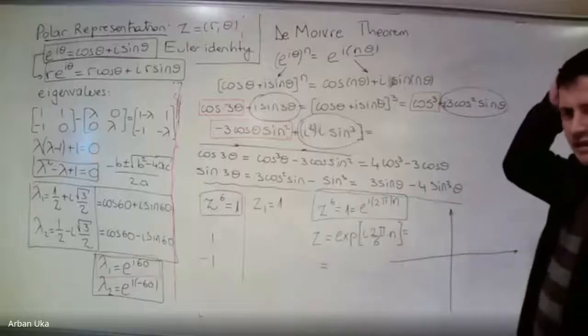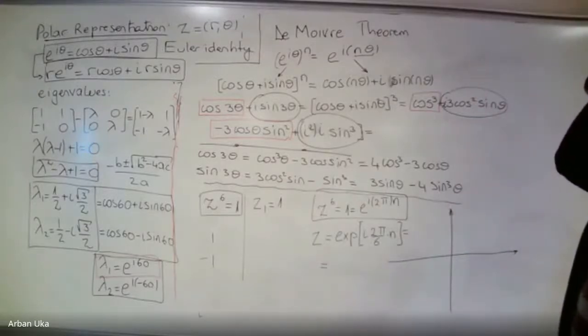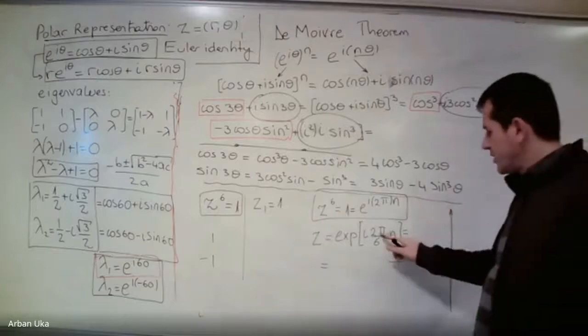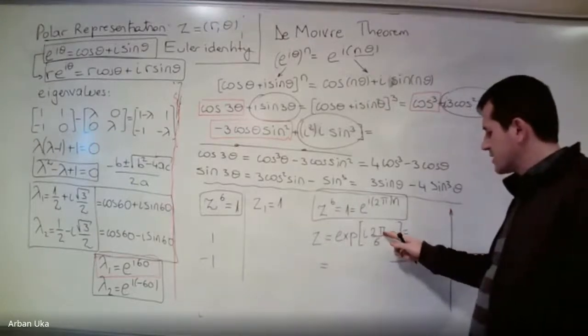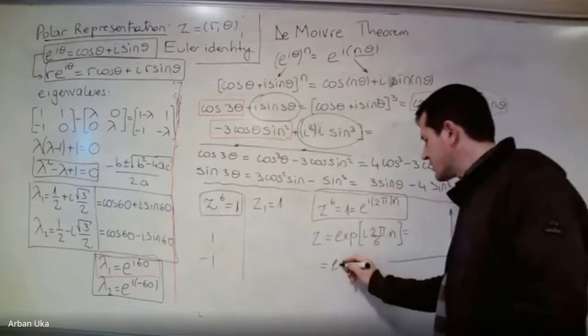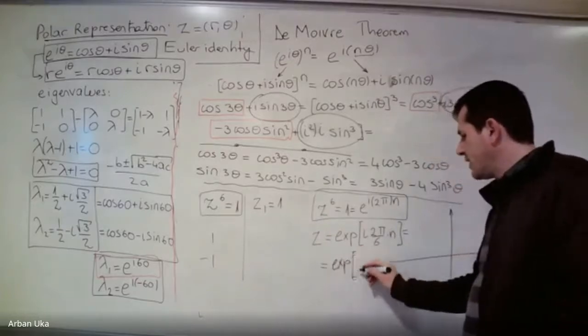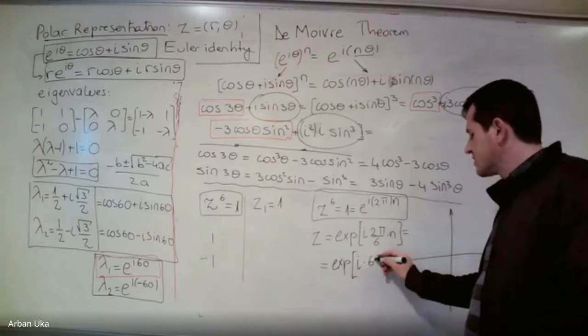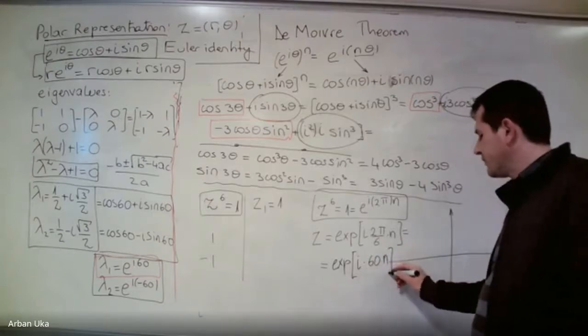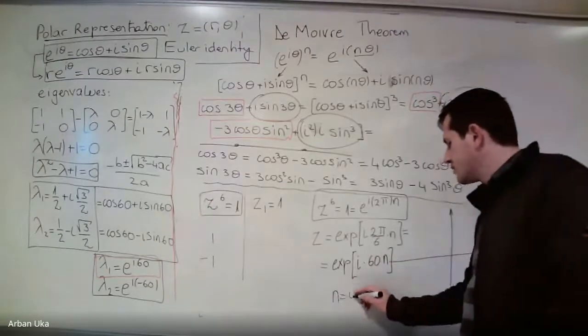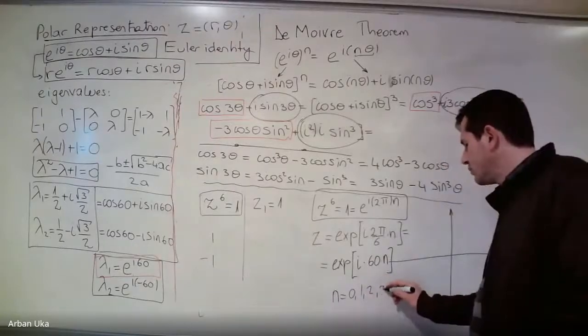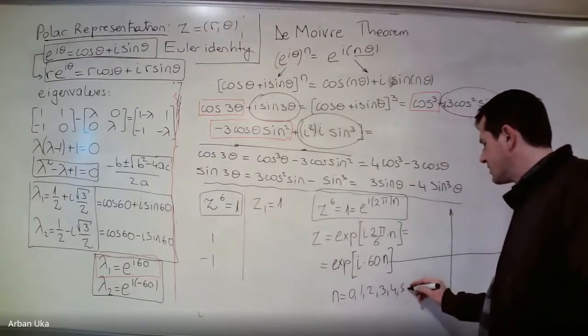Yes. Well, okay. Professor, I think for the real numbers, we take n as 1 and n as 1 over 2. No, it should be an integer. n is an integer. So, what is 2 pi over 6? Well, it is 360 divided by 6. This is 60. So this is the exponential of i times 60 times n. Okay? n is equal to 0, 1, 2, 3, 4, 5, 6, and more.